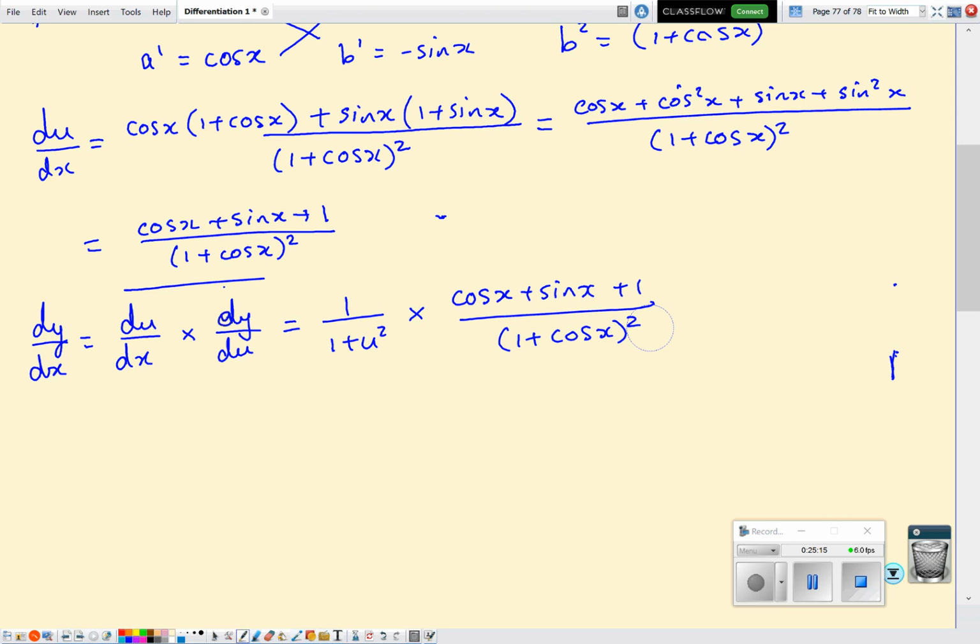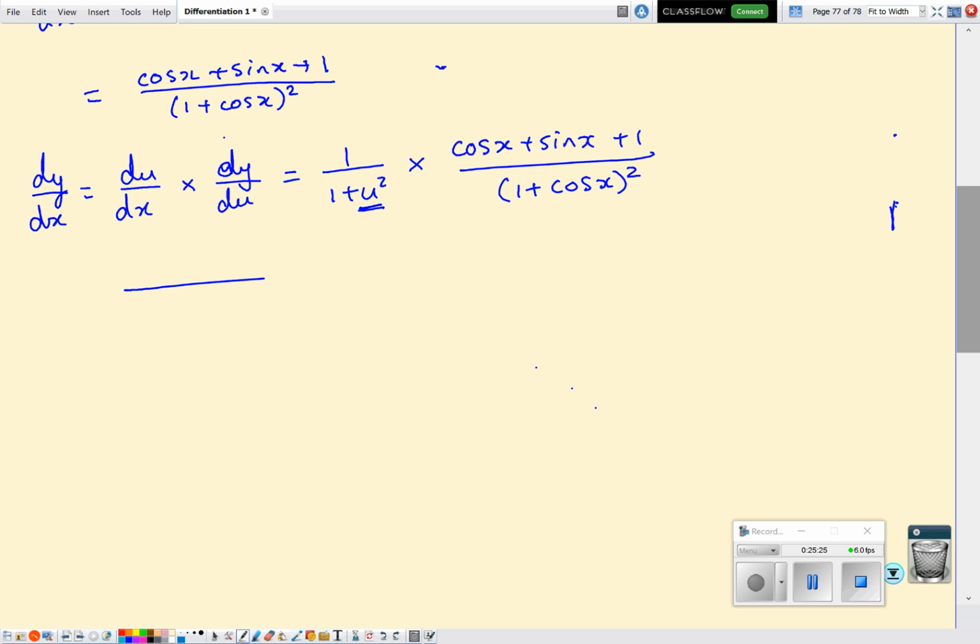I wish I could say we were near the end, because we still have to plug 1 plus sin x over 1 plus cos x in place for u there, and then get all of that simplified. Right, so we're going to have to keep going with this. Let's continue on then. Right, let's get u replaced.